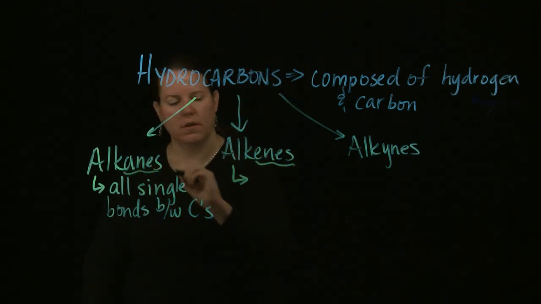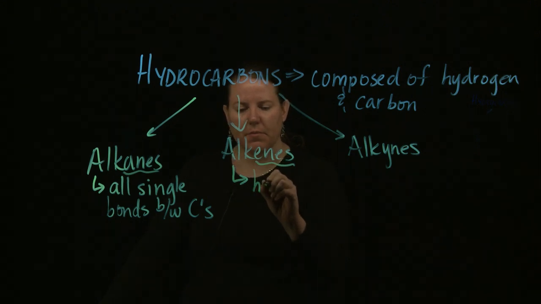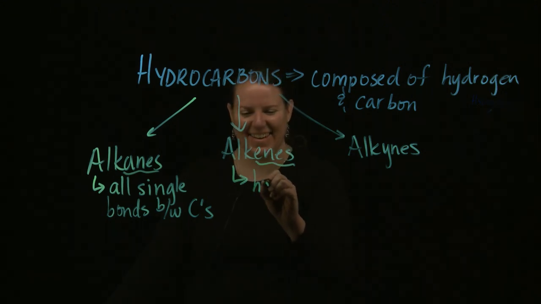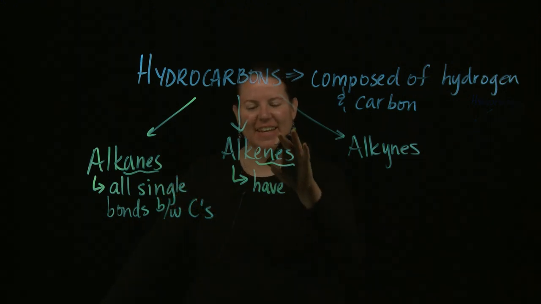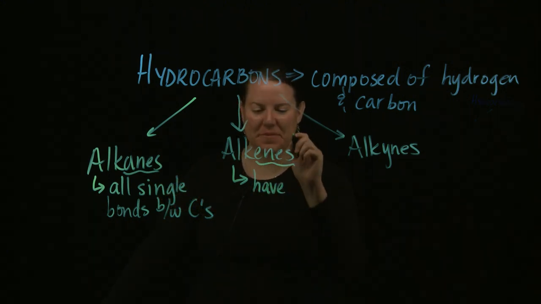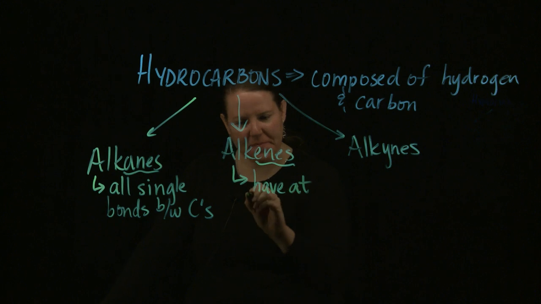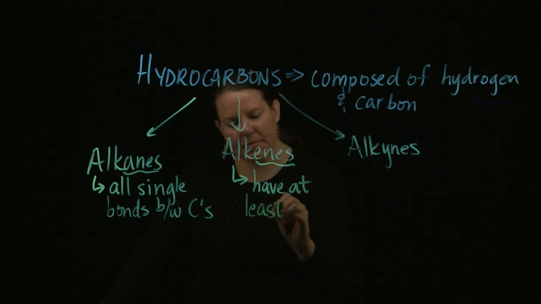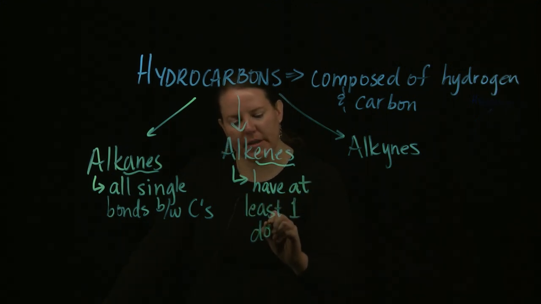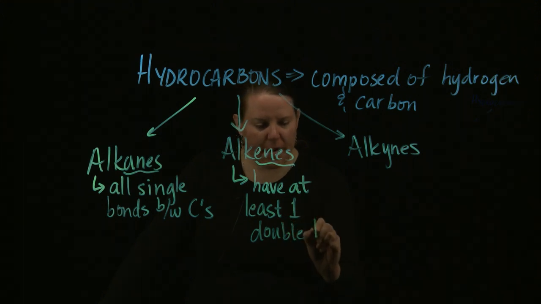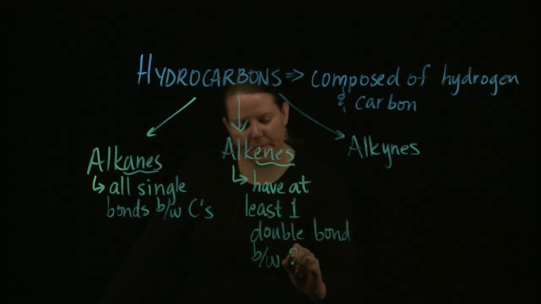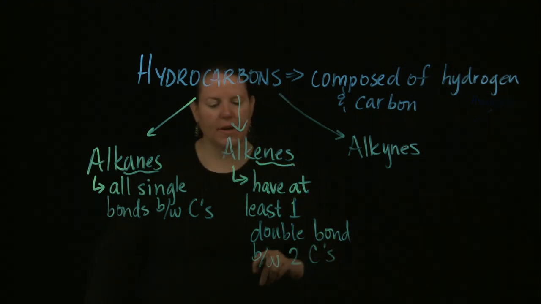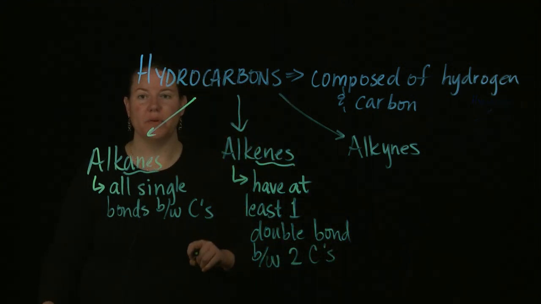Sorry, all single bonds are the alkanes. Alkenes have at least one double bond, and that one double bond better be between two carbons. Okay, so it has at least one double bond between two carbons.